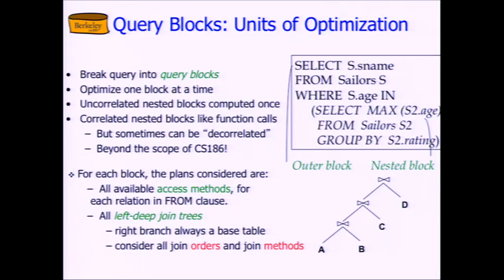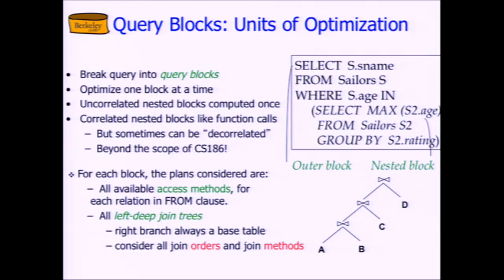For each query block, now, this is kind of the core of the Selinger algorithm, the plans considered are all the available access methods for the leaves. So if you have a heap file and 3 indexes on A, we're going to consider that heap file and all 3 indexes on A as ways of accessing A. Same for B, C, and D. So all the ways of accessing the relations in the from clause. And then all left deep join trees, that is, trees that have this shape: A join B join C join D. The right branch of every join in a left deep tree is a base table. Those are the only plans we're going to look at.